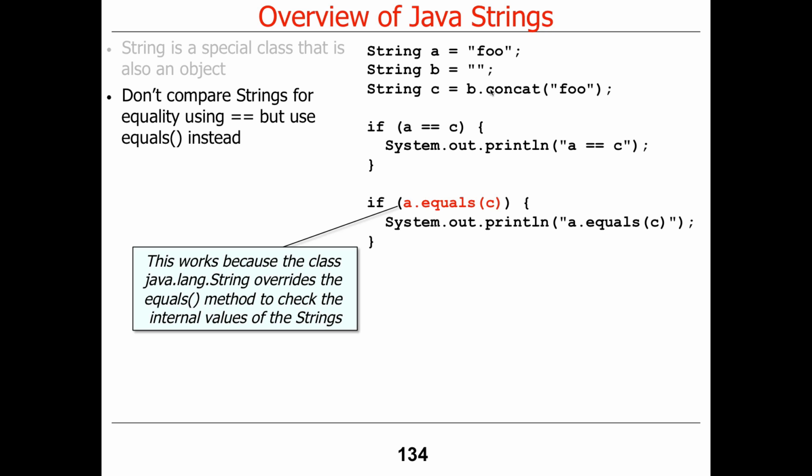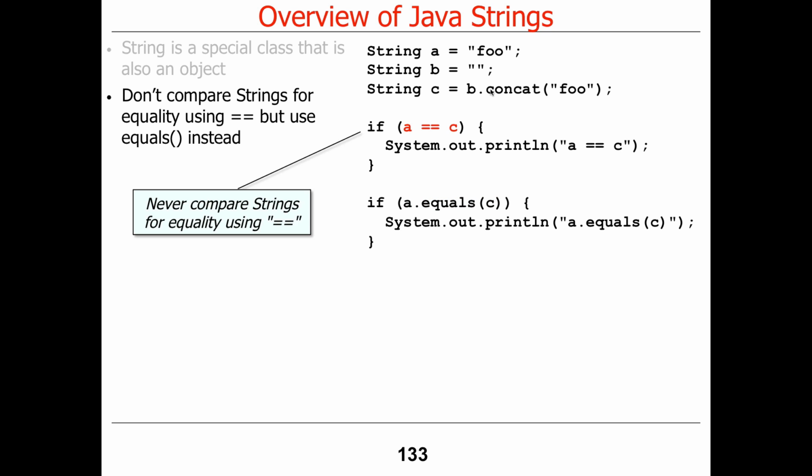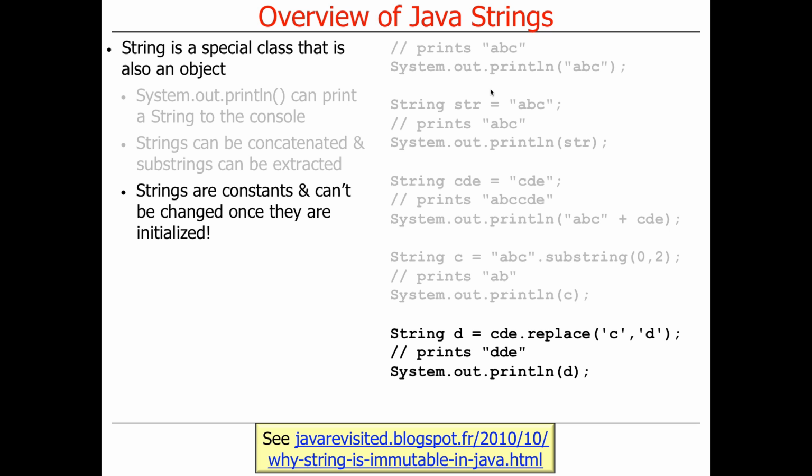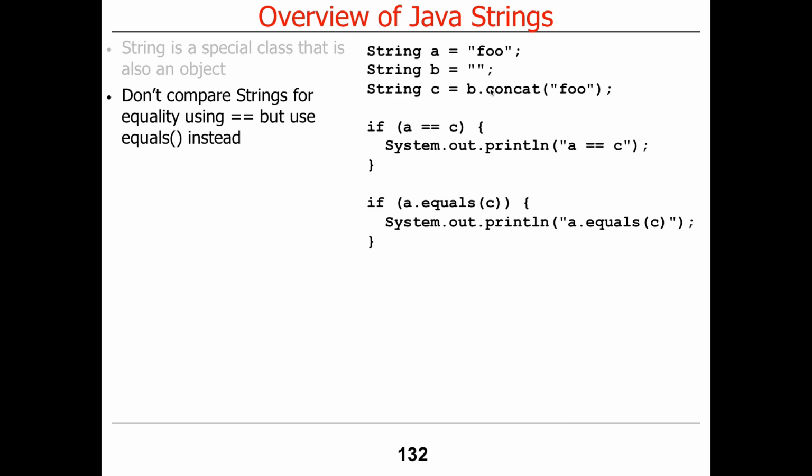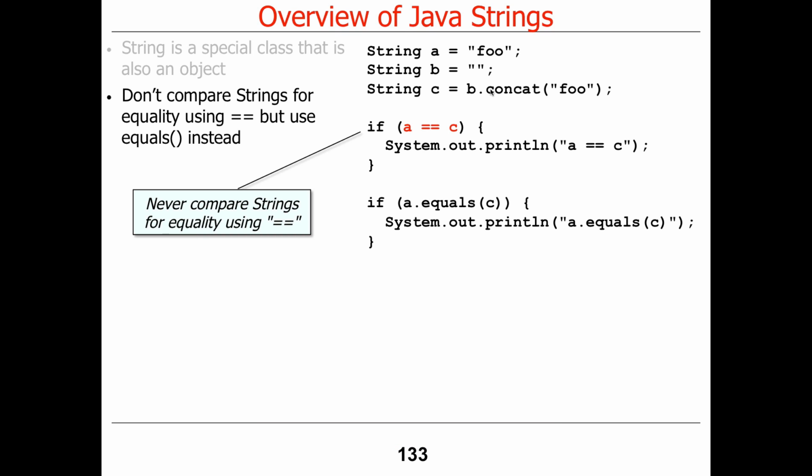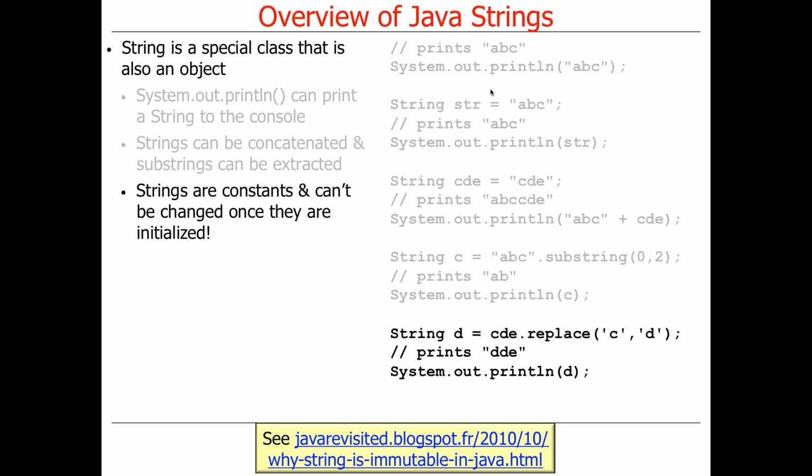If you had done just B concat foo without setting it to another variable, does it modify B? No. So the question is, does it modify things? Strings are constant and can't be changed once they're initialized. So anytime you do an operation that appears to be mutative on a string, it's actually doing that operation and returning you a whole new string altogether. So you would have to go like CDE = CDE.replace. Yes, and that would change your variable. Well, you're never going to change the string itself; you'll make a new one that has the things replaced.